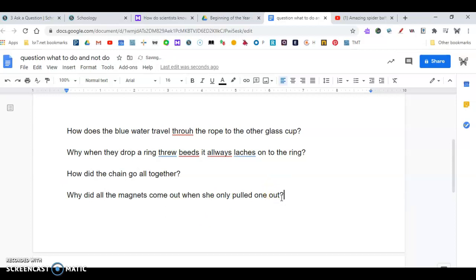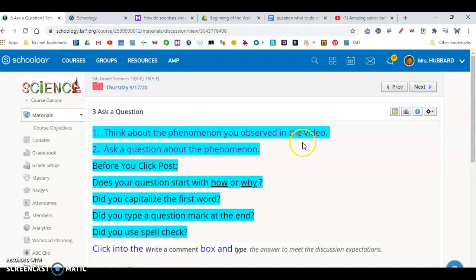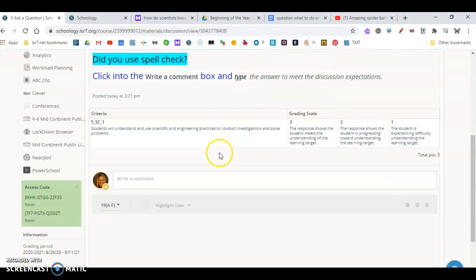So when you're in Schoology today, the directions are that you're going to think about the phenomenon you observed in the video. Ask a question about the phenomenon. Before you click post, does your question start with how or why? Did you capitalize the first word? Did you type a question mark at the end? Did you use spell check? Let me show you where spell check is.